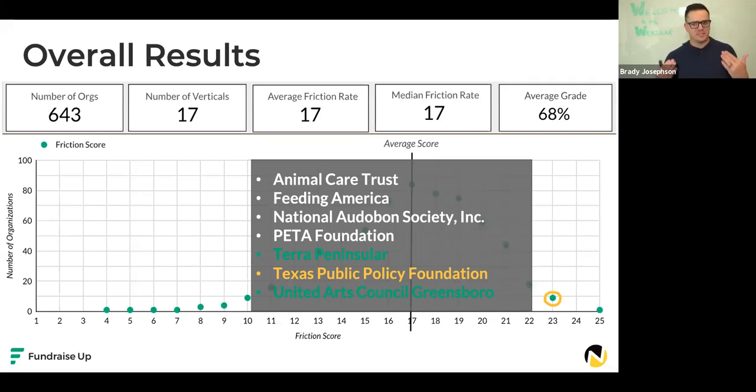And again, this is self-assessment, so we didn't validate or verify whether they were good or bad. This is what they told us as they went through and made a $20 donation. But Animal Care Trust, Feeding America, National Audubon Society, who's performed highly in other studies, PETA Foundation, Terra Peninsular, who's actually a Fundraise Up client, Texas Public Policy Foundation, who's a Next After client, and United Arts Council of Greensboro, who's a Fundraise Up client. We will share some of those examples to show what some of these concepts look like.